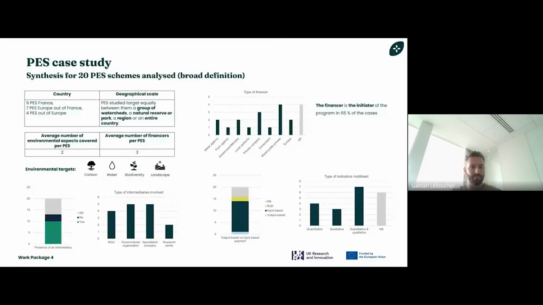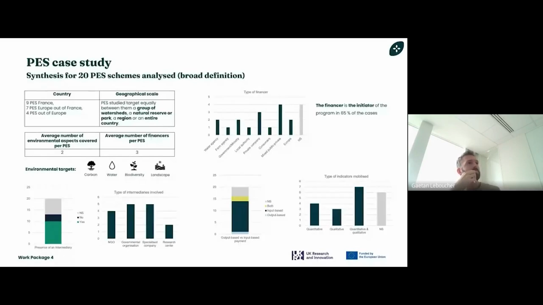The average number of environmental aspects covered by a PES is not only one, it can be two or more. Here we have two on average. The environmental targets are carbon, water, biodiversity, or landscape values. If we look at the financiers, there are three on average. The financier type is in most cases mixed public-private, but it can also be a private company, a water agency, or the ministry of government.